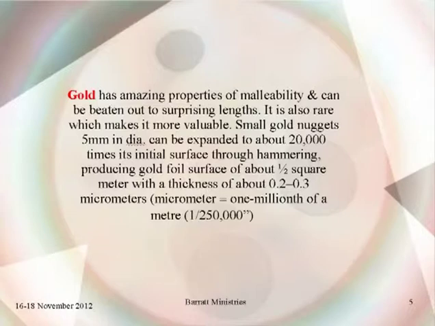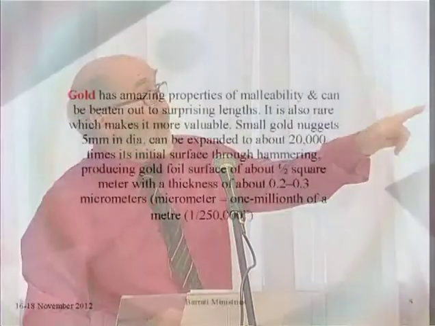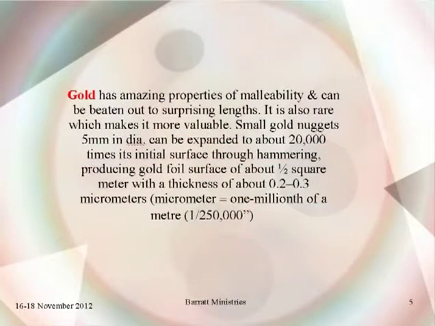Listen to this. A small gold nugget, 5 millimetres, a quarter of an inch in diameter. That's very small, isn't it? It can be expanded 20,000 times its initial surface through hammering, producing gold foil. The surface is about 1 square metre with a thickness of 0.2 to 0.3 micrometres. That's about a millionth of a metre. It can be beaten out.